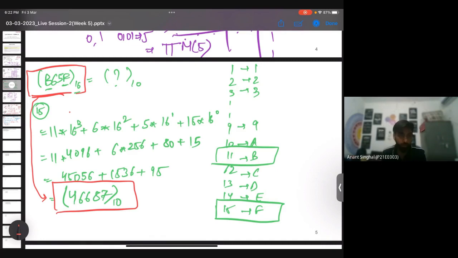This topic is quite easy, and we are covering quite a later week, so I hope it is already clear to you, these basic things. So this was a basic idea of how we can convert different bases to their decimal equivalent and vice versa.